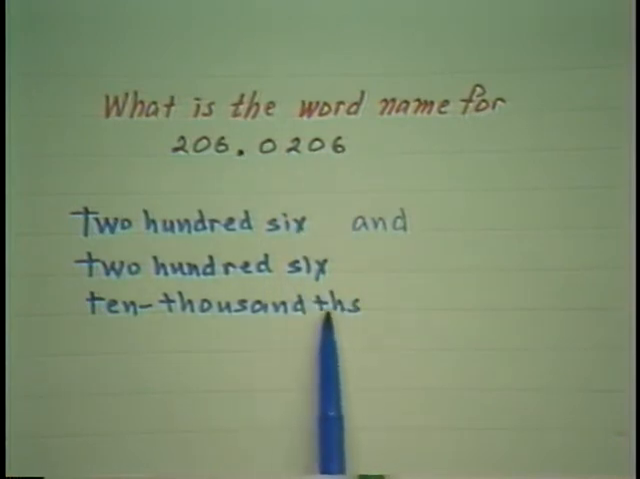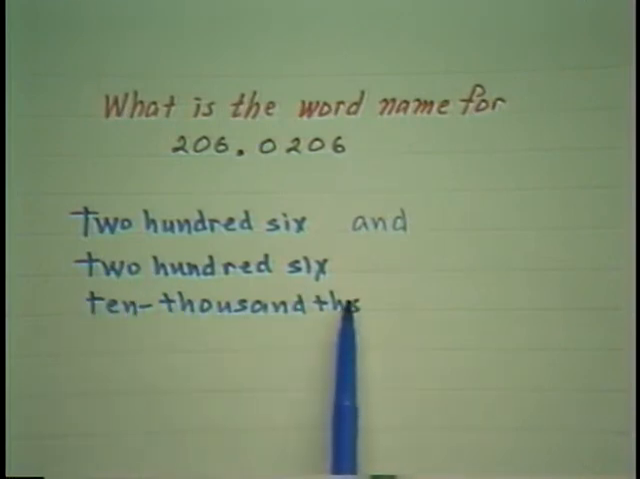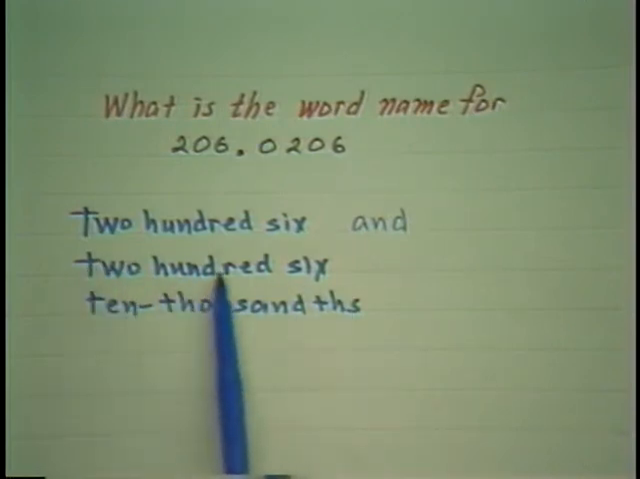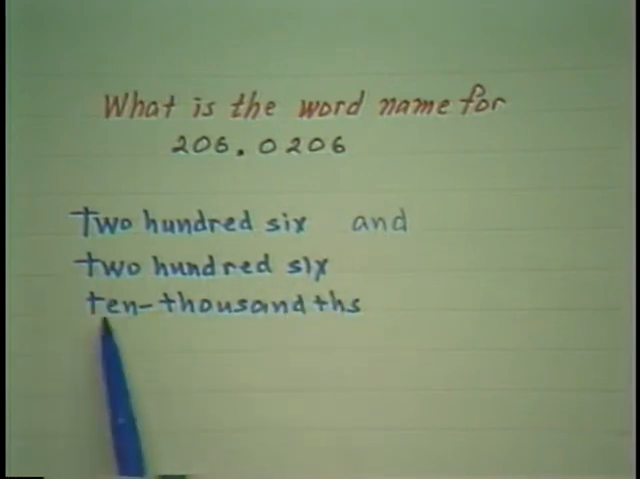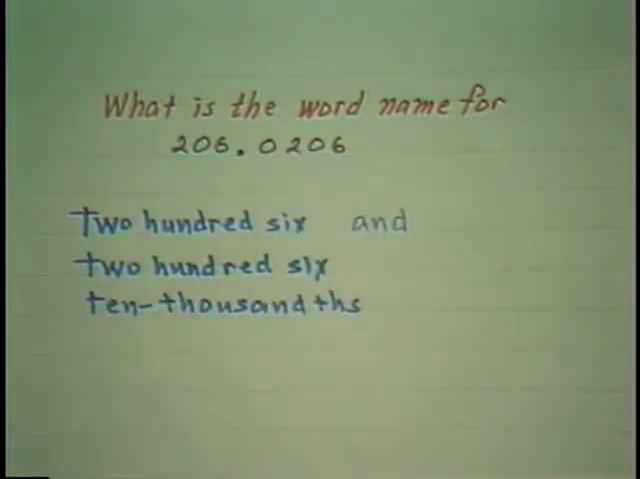The TH tells me I'm in the fractional spot. The hyphen tells me this is all one place. And the number that comes before it tells me how many of those places I have. 206 of those 10,000th place.